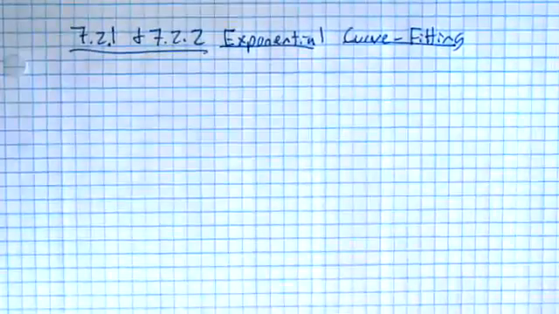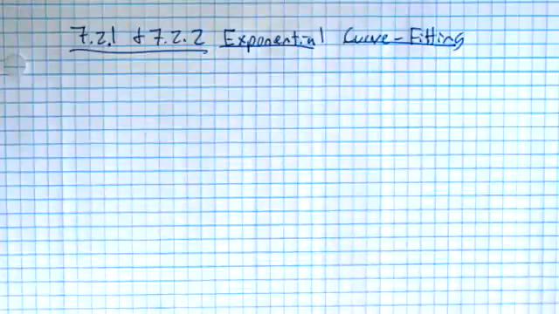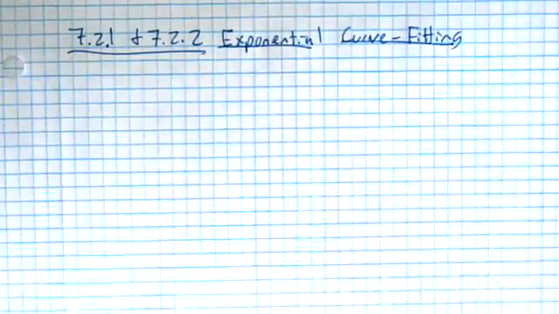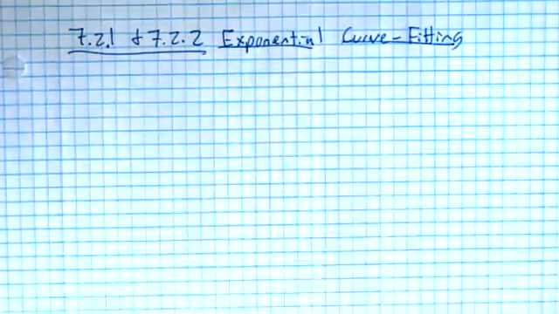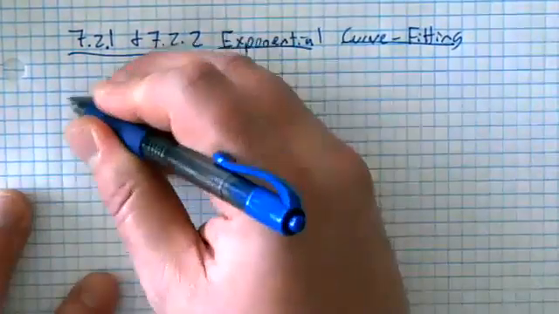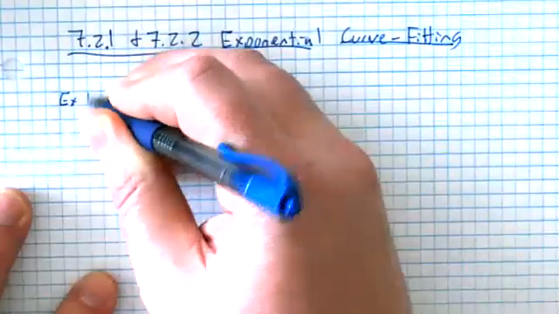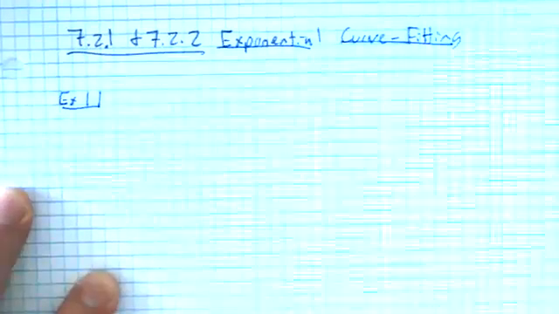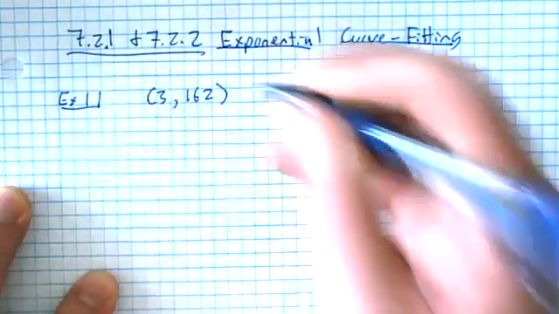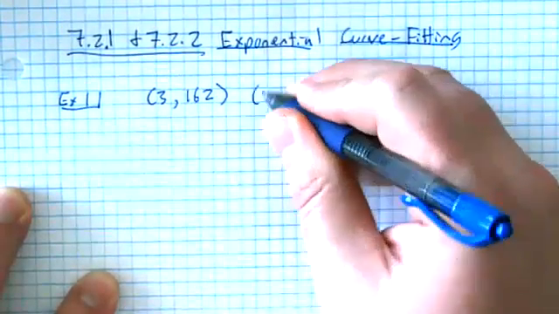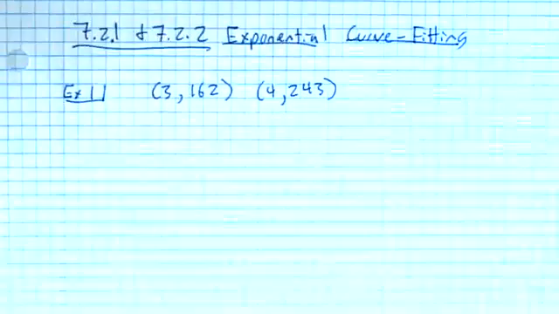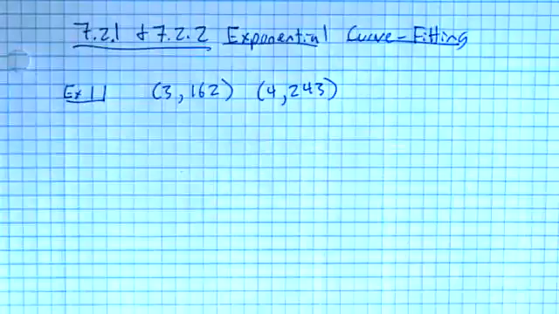So here's the basic idea. I am going to give you 2 points, and I need you to come up with an exponential function that would fit those 2 points. So let me start with this example here. Let's just write example 1. And my 2 points are (3, 162) and (4, 243). So please write those down.